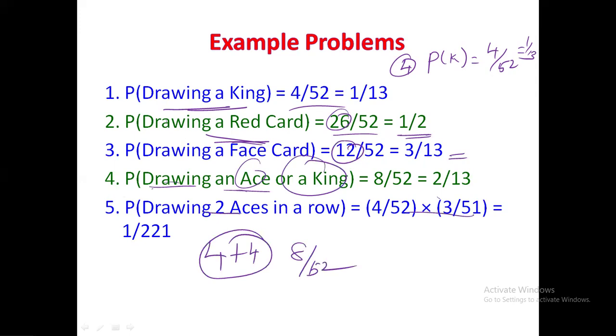Probability of 2 aces in a row. 2 aces in a row means we have to write 4 by 52 into 3 by 51, which is equal to 1 by 221. Hope you understood this slide.